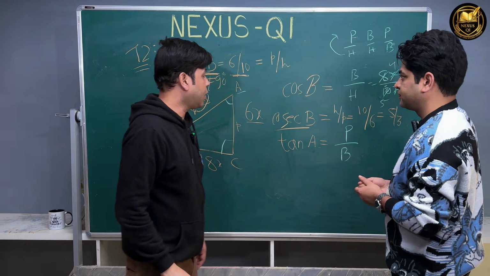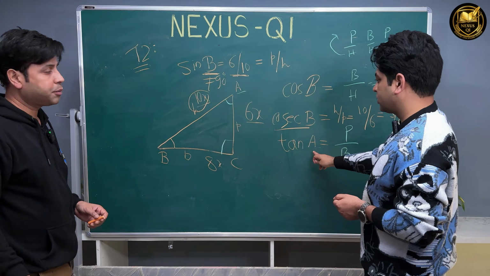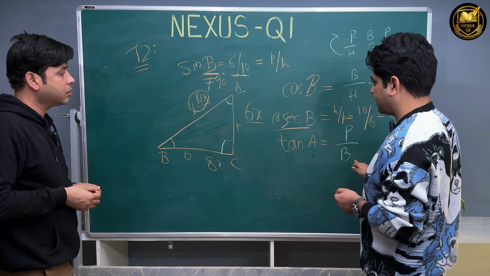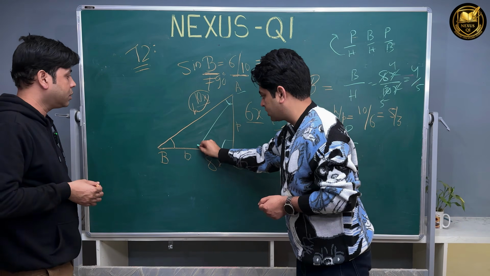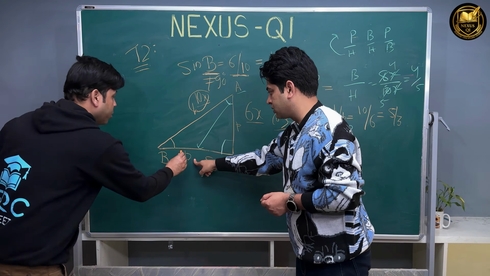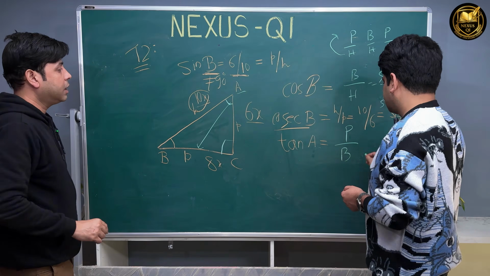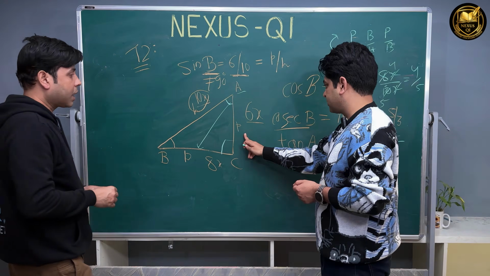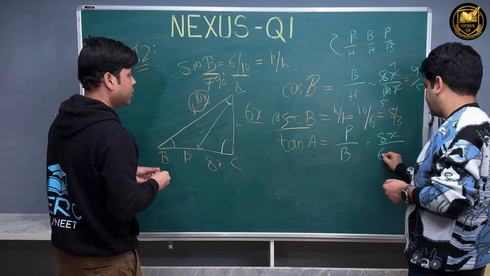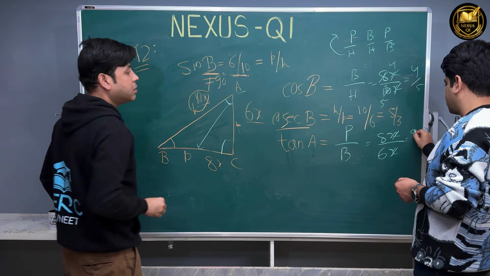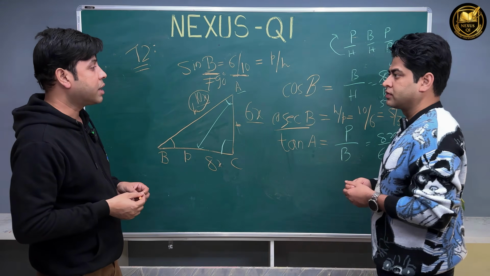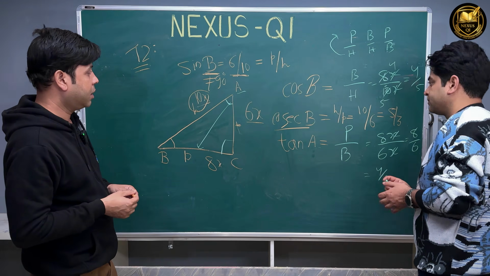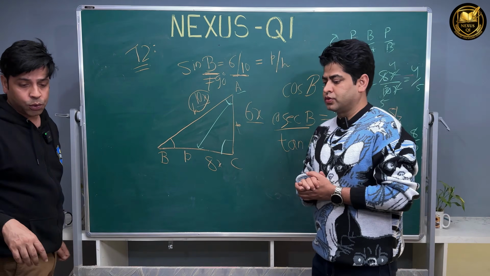Now I understood. Now find tan A. Because this is the angle A, the formula for tan is perpendicular by base. For this angle, this is the opposite, so this becomes P, which is 8x. And this becomes the base, 6x. The x by x cancels, so it is 8 by 6, which in simplest form comes down to 4 by 3. Clear? So this was type 2.